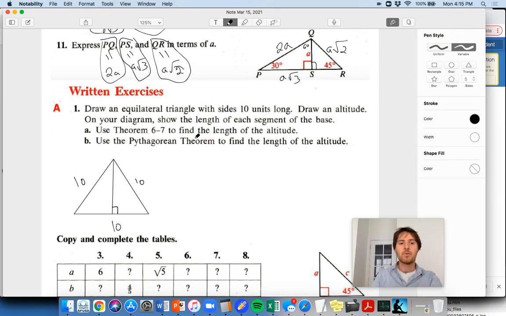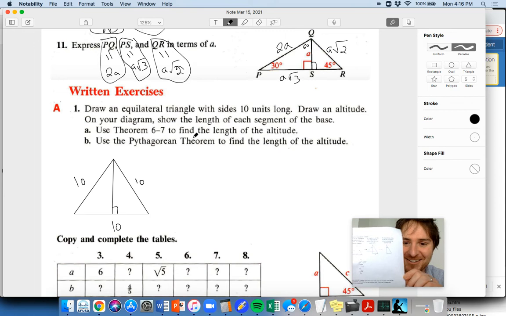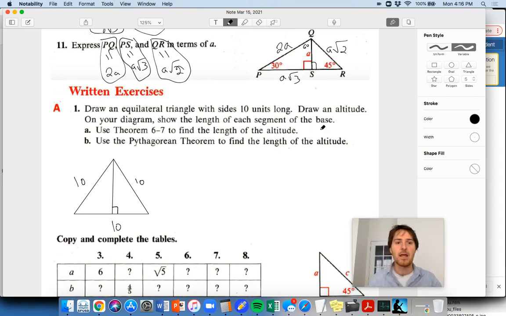So anyways, we draw in the altitude. It says on your diagram, this is actually kind of similar to what we did already, so maybe I shouldn't have assigned this one to you because we thought through it on Friday. It says on your diagram, show the length of each segment of the base. Okay, so here's the base of this equilateral triangle. We're thinking of it as the base because we're going to treat this as the vertex angle. So we draw it in here. Each segment is 5, this is what I'm looking for. So we check that off the list.